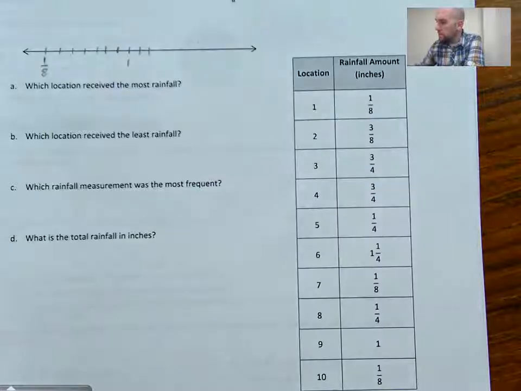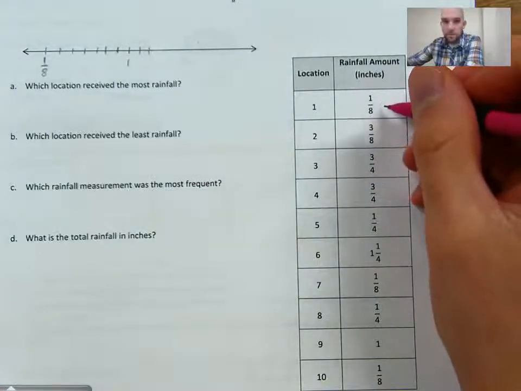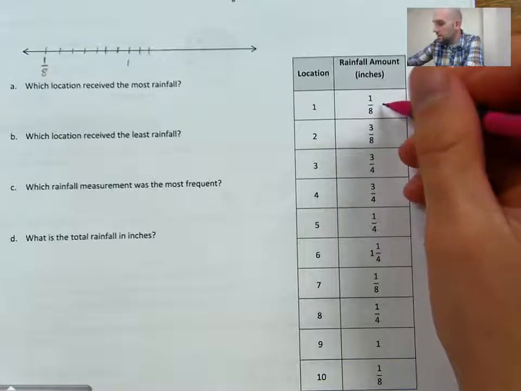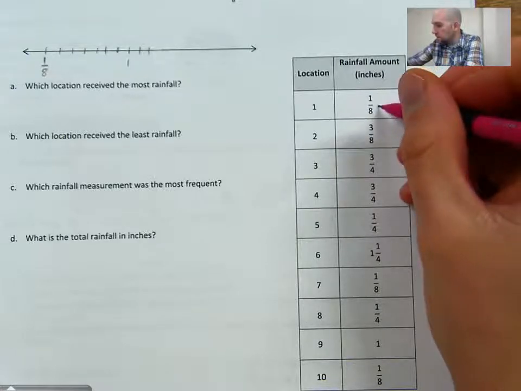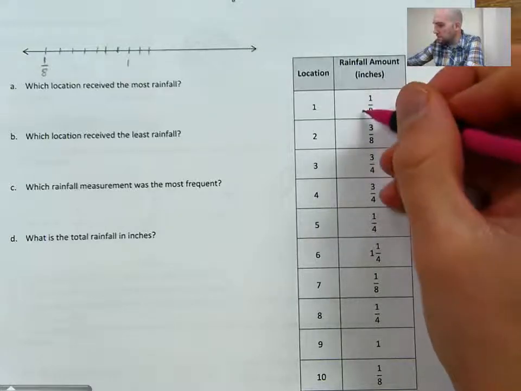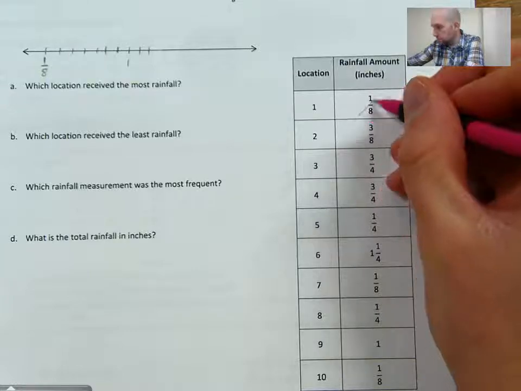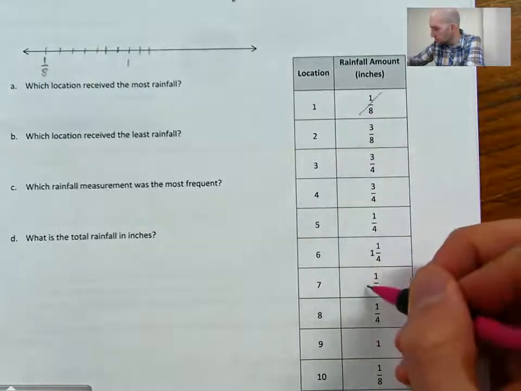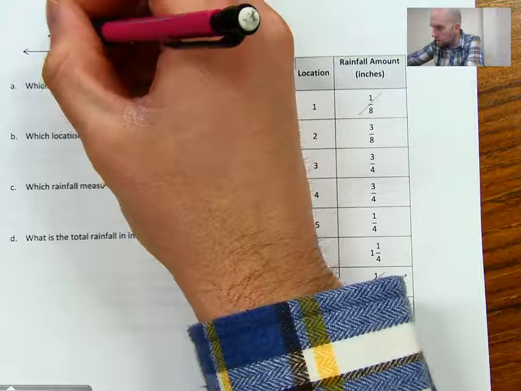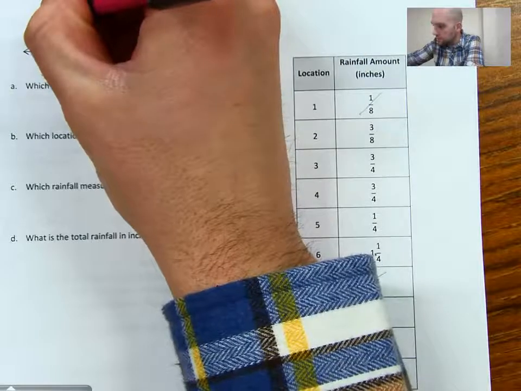And what I'm going to do is take first my smallest value, which is 1/8 here. And I'm going to look and see how many I have. What I like to do is just cross them off as I put them into my line plot. So I'll take 1/8, 1/8, 1/8. I have 3 x's there.